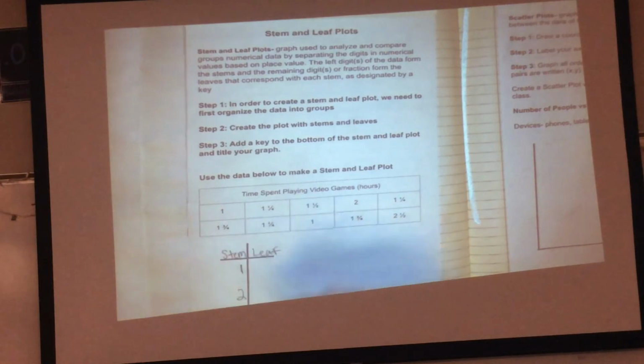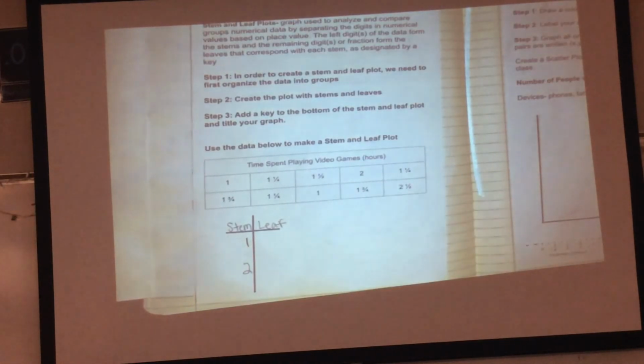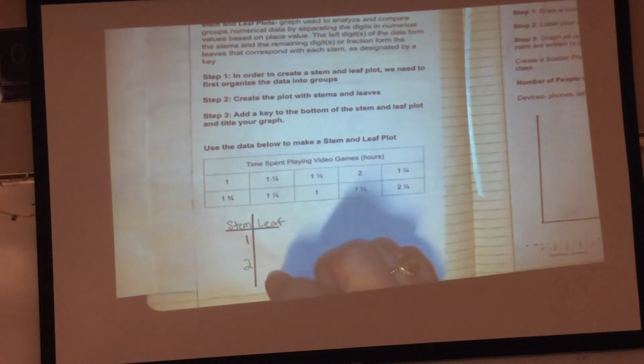That's a big leaf plot for only 2 numbers. Well, we're going to have lots of leaves, right? How many points of data do I have right here? 2. No. In my chart. So I have to have how many leaves? 10. If I have 10 things up here, I have to have 10 leaves.